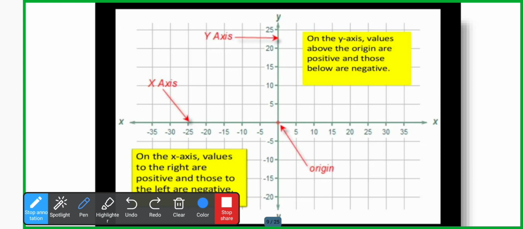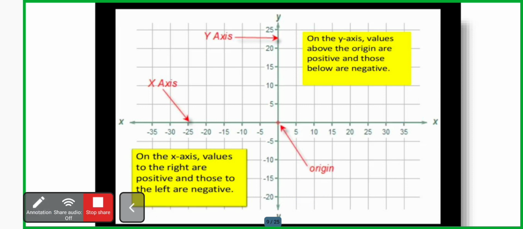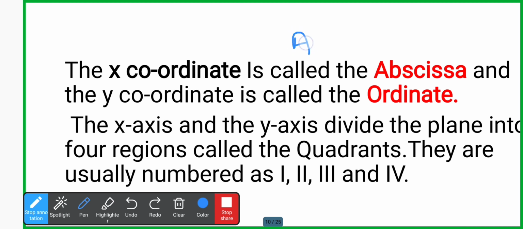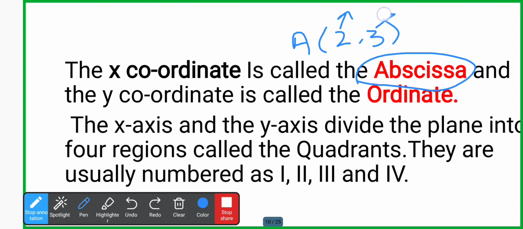As we have discussed before, the x-axis is positive on the right side and negative on the left side. The y-axis is a perpendicular line, positive over here and negative over here. Let's suppose we have a point A, it's (2, 3). This 2 is the x coordinate, known as the abscissa, and this 3 is the y coordinate, known as the ordinate. The Cartesian plane is divided into 4 quadrants.